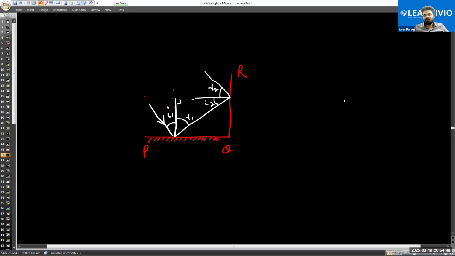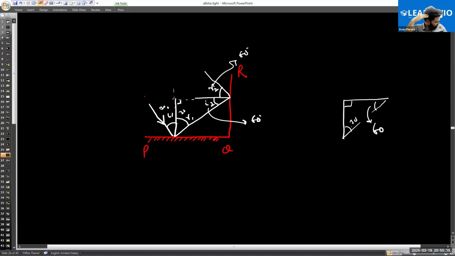Angle sum property. Suppose this is a right angle triangle. If this is 30 degree, then what will be the value of this angle? 60 degree. 30 plus 60 is 90, plus 90, 180. Yes, sir. So if this is 30 degree, this will be 60 degree. If it is 60, then this will be also 60 degree. The correct answer is 60 degree. Got it? Yes, sir. So now you understood the image formation by plane mirrors.